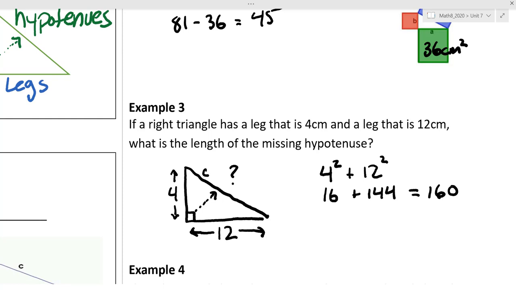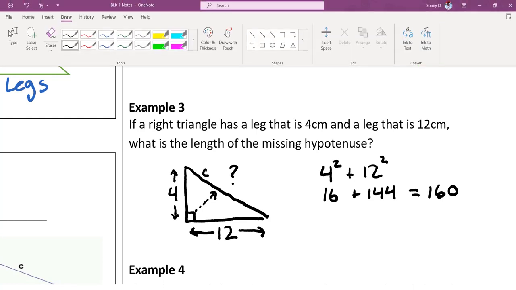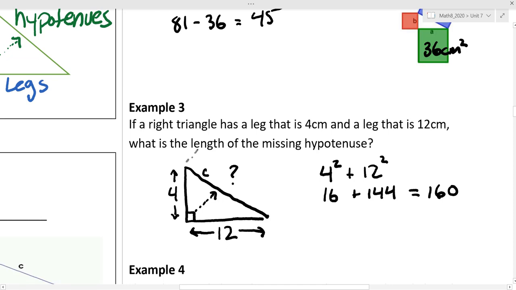Does that tell us how long the hypotenuse is? No. That tells us that the box off of this is 160 centimeters squared. It doesn't tell us how long the hypotenuse is. So this tells us c squared is equal to 160.